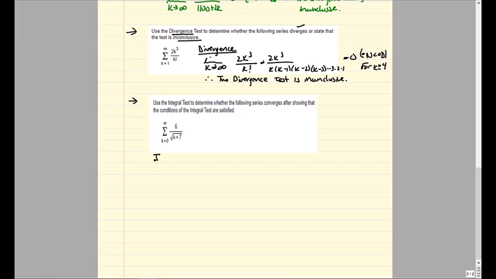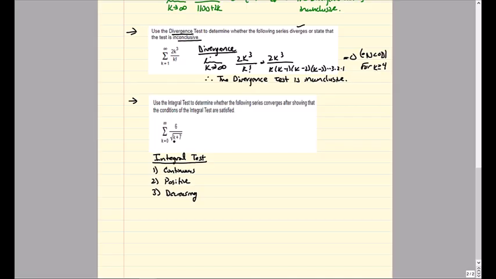So for the integral test, again, I name the test I'm using, and you have to make sure that this is on all of your work for your exams. I have to show, first of all, that it's continuous, it's positive, and it's decreasing. So these three things have to hold true before I can draw any conclusions for the integral test. So how do I show that this is continuous?